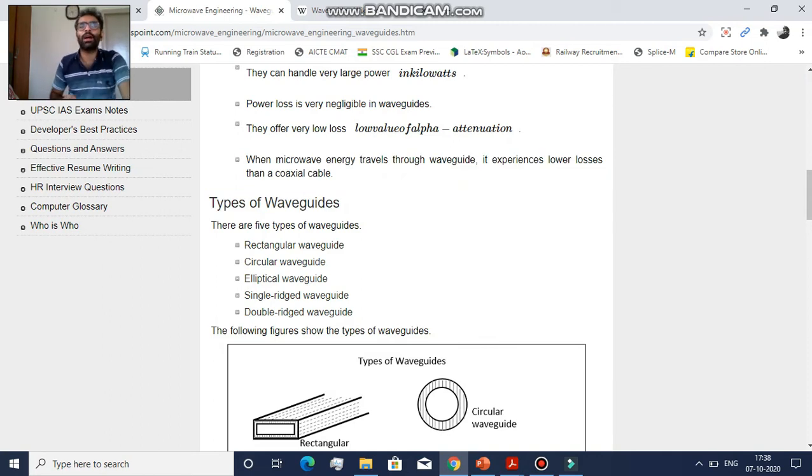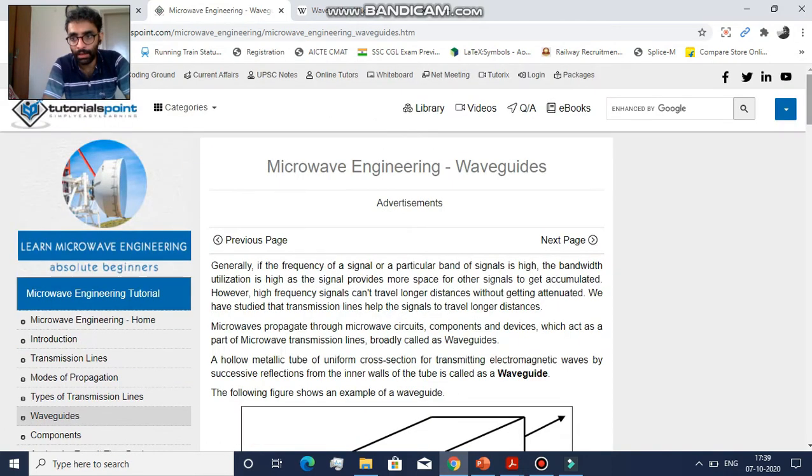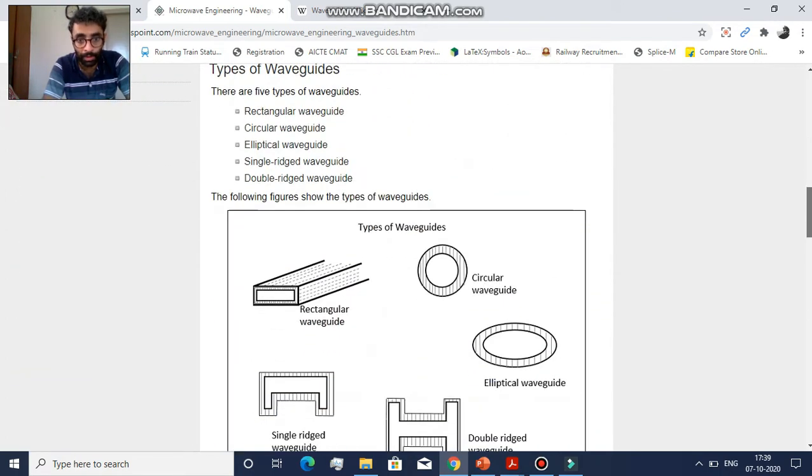If you transmit microwave or VHF and UHF frequency signals through a coaxial cable, then you would probably get very high energy losses compared to a waveguide. So these are some of the advantages: power loss in waveguides is very negligible, they have low attenuation, and they can handle high power, right?